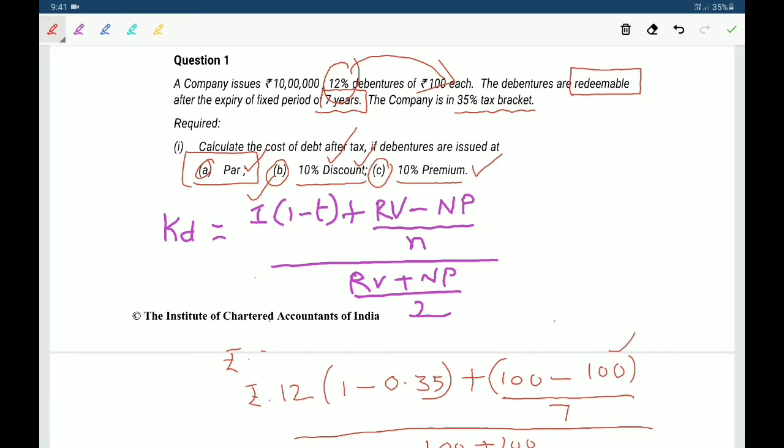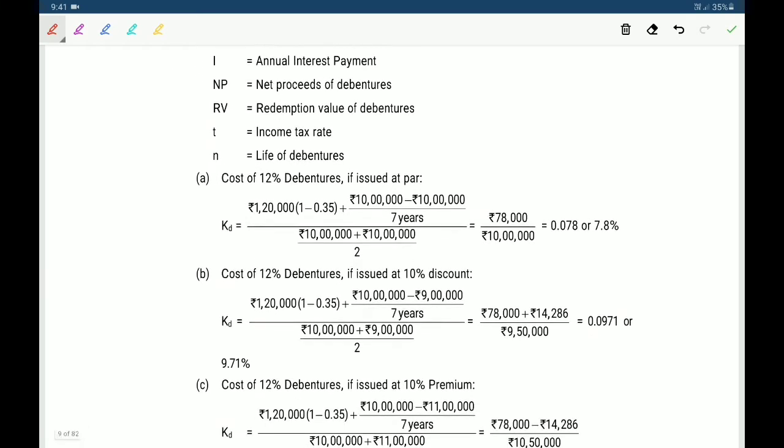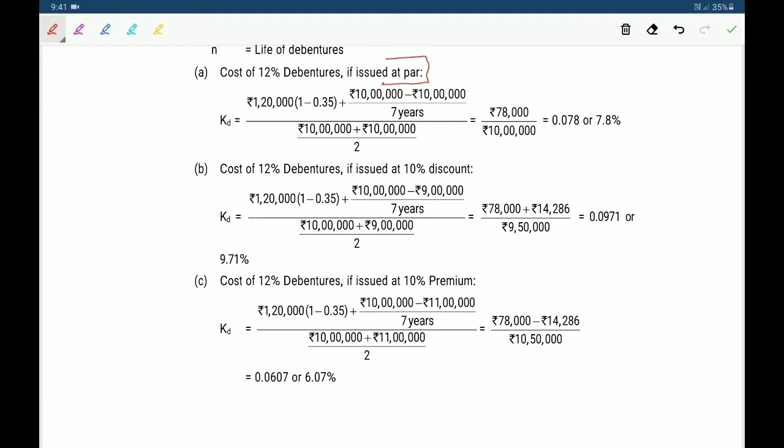Now we go to the answer. This is the simple problem. So first, issued at par. Here in this practice manual we took the total amount. Okay, we take only one debenture, the answer will be the same. 1,20,000 into 1 minus 0.35, the tax rate, plus 10 lakhs minus net proceeds 10 lakhs by 7 years, by 10 lakhs plus 10 lakhs by 2.